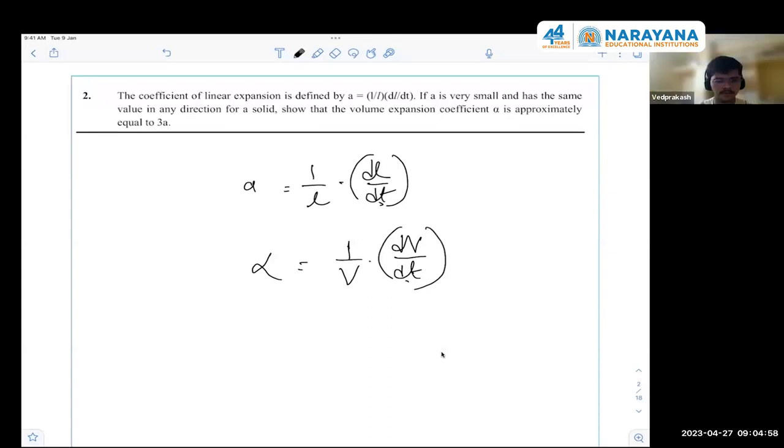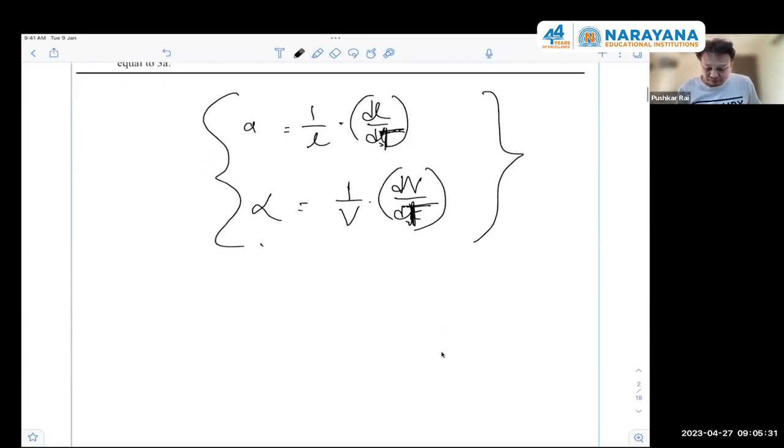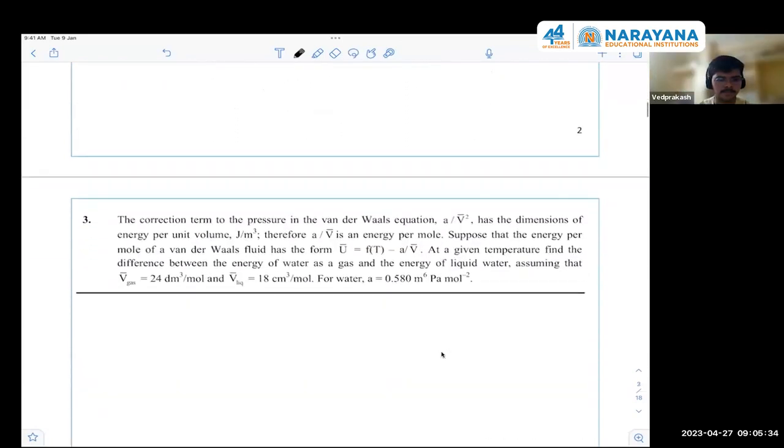Temperature. Coefficient of linear expansion, isn't it? And is it related to coefficient of cubical expansion, volume expansion? Of course. So this question is related to that. I hope that you can figure it out. That is the hint. Can you do it now? Yes, sir. Okay, very good.